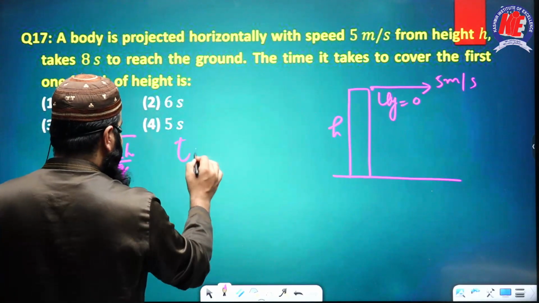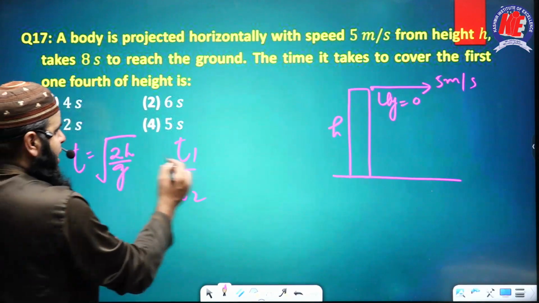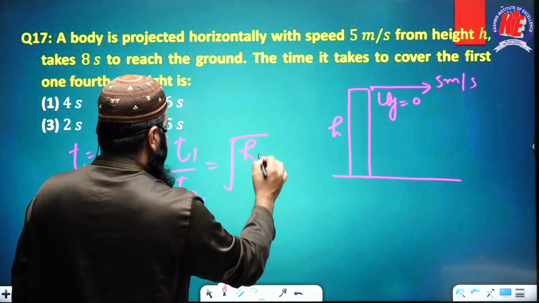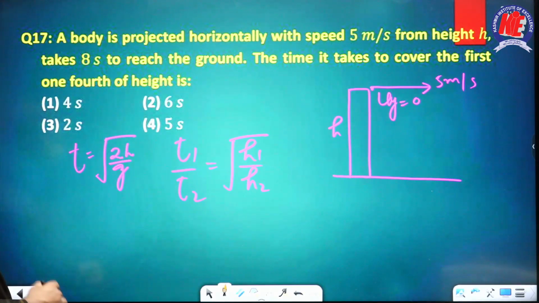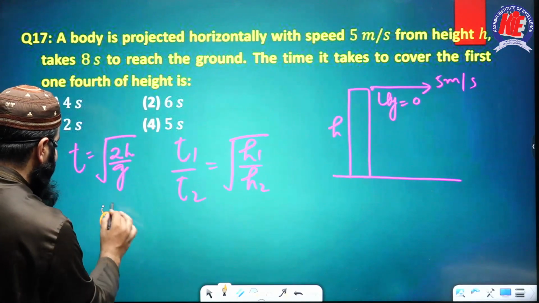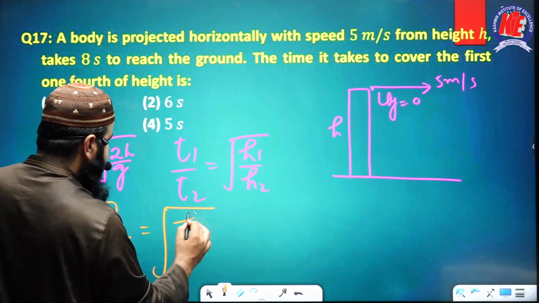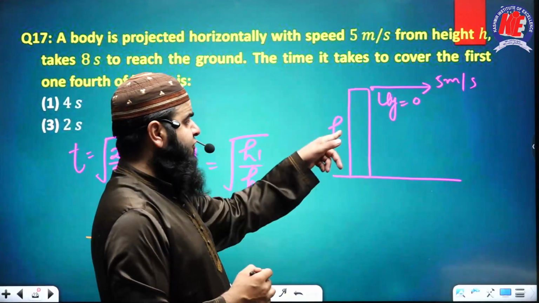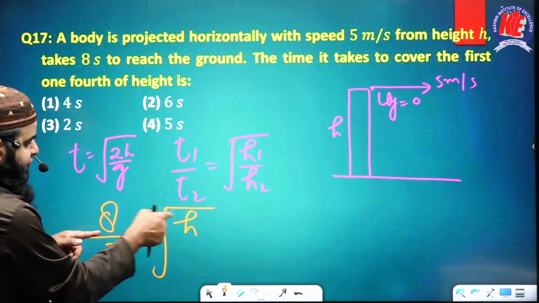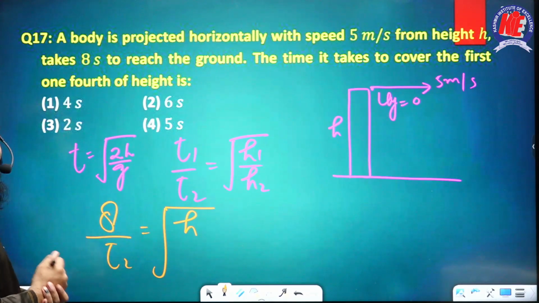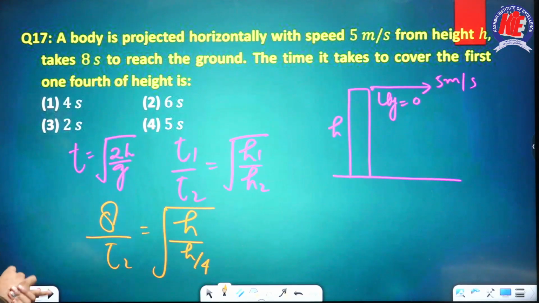So I can write down the t1 upon t2. 2 and g, they are not going to make any difference, so it is proportional to root h. So I can write down h1 divided by h2. अब यहाँ पे बेटा, it takes 8 seconds. I'll write down the 8 divided by t2 as such to fall through the height h. आप देख सकते हैं it is projected horizontally from the height h, and as per the question it takes 8 seconds. So when it takes 8 seconds, it falls through the height h. Suppose it takes the time t2 when it falls through the height as per the questioner, that's h upon 4 if I'm not wrong. H upon 4.